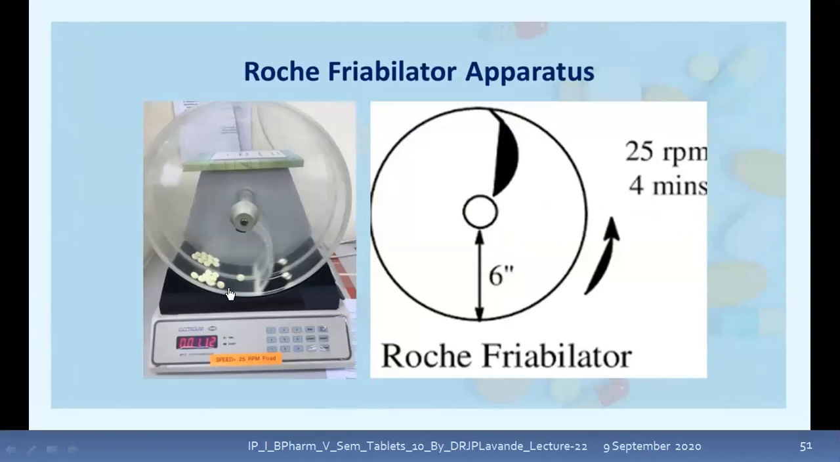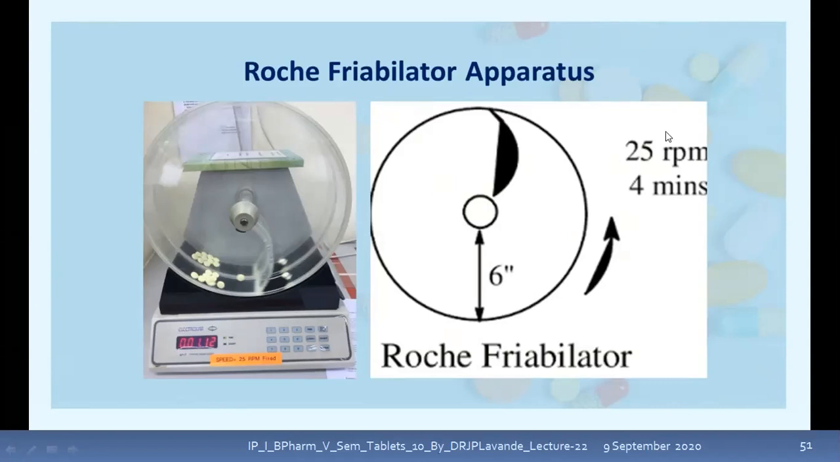Here it is very clearly shown. You can see the tablets are there. So this is the blade, and this distance is the 6 inch. That means the diameter of this drum is how much? Yes, very correct. The diameter will be 12 inch. You can see this is the 6 inch, and it is going to be rotated. As it gets rotated, the tablets fall.